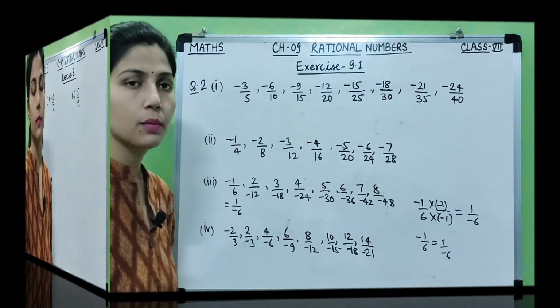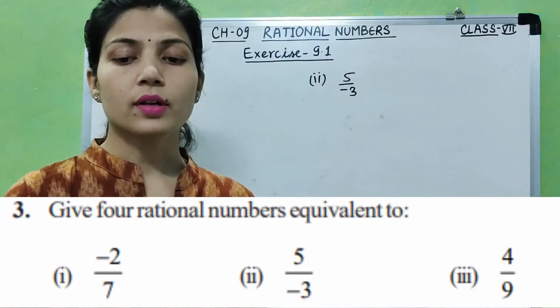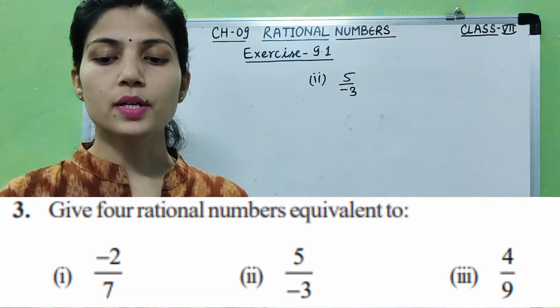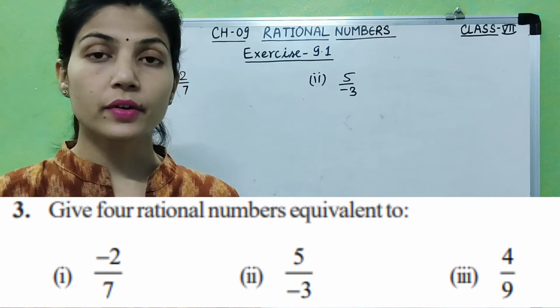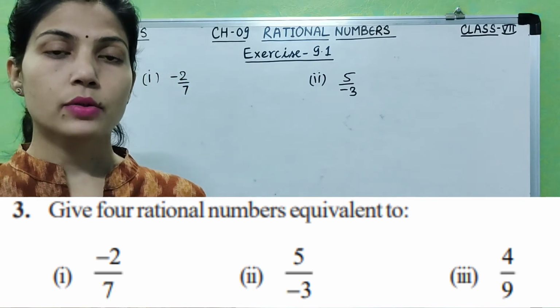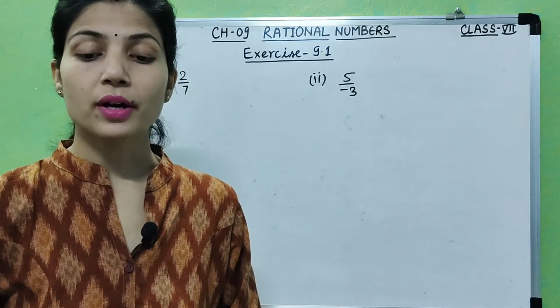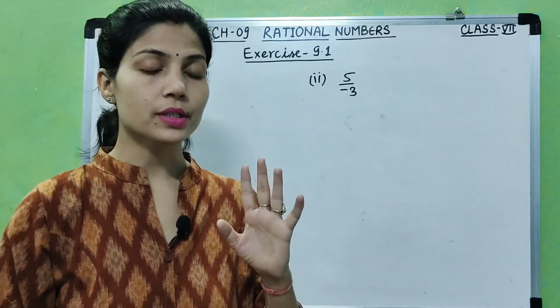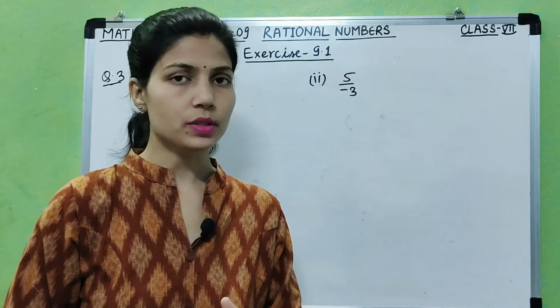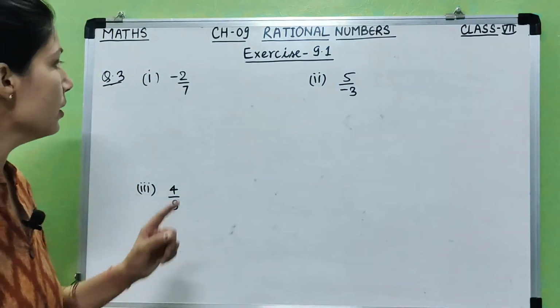Now come to the question number 3. Question number 3 is: give 4 rational numbers equivalent to given rational numbers. Okay. So in this question you have given 3 rational numbers, of which you have to find out 4 equivalent rational numbers each. Okay. So let's see the first part.